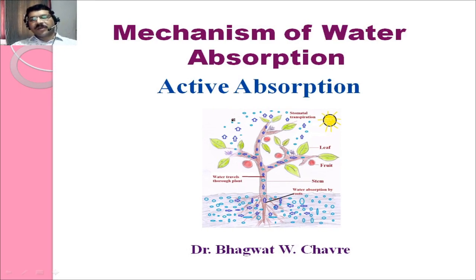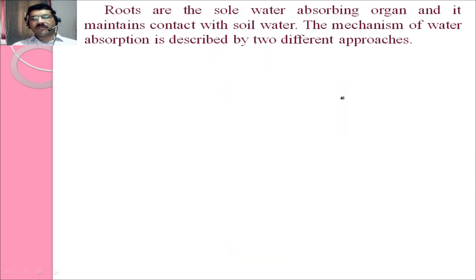In the last video we already discussed the role of water in plants. Now in this video we will learn about the mechanism of water absorption in plants. We should know water is absorbed in plants in two different ways, that is by active absorption and by passive absorption. In this video we will learn about active absorption of water, and in the next video we will learn about passive absorption of water. So let us start with active absorption of water.